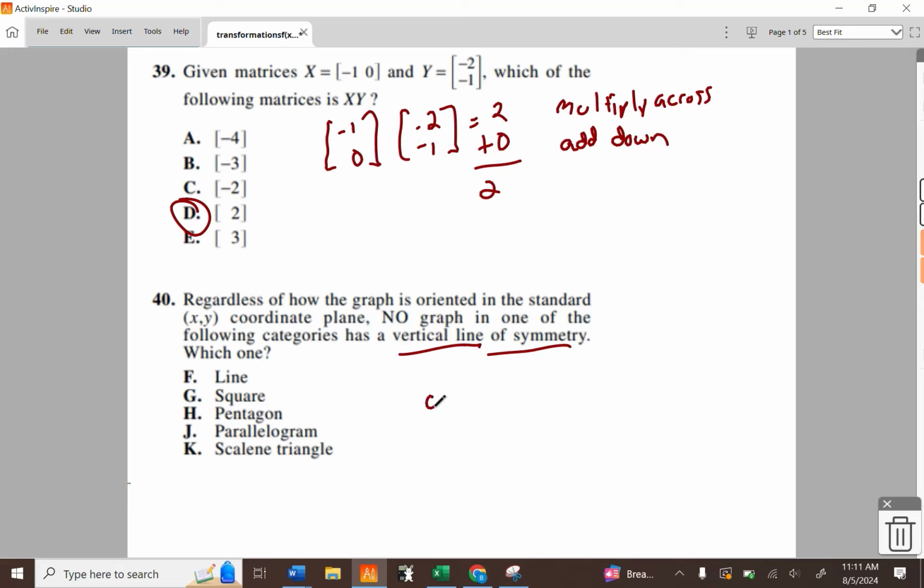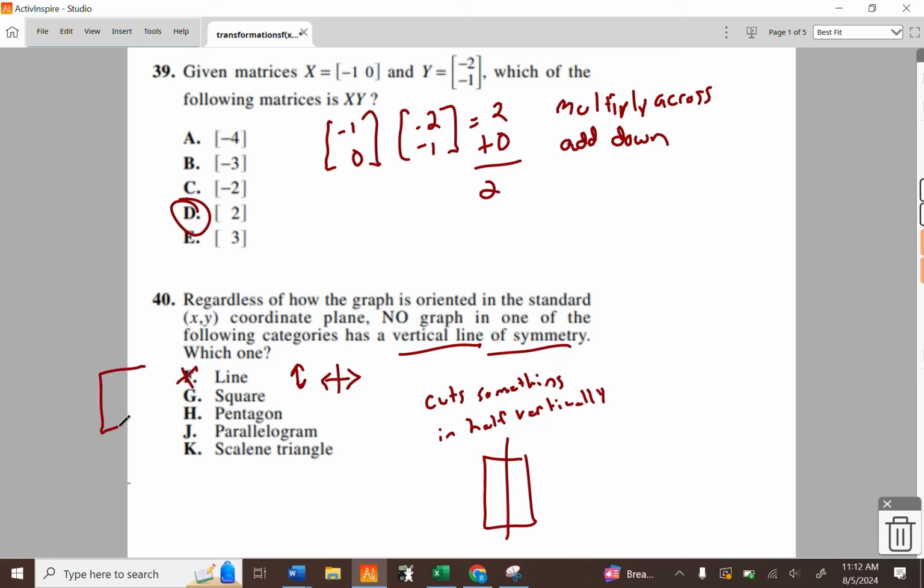But a vertical line literally cuts something in half vertically. If I had a piece of paper, that'd be a vertical line. Now, the first thing up here is a line, and a line can be drawn like this, or a line can be drawn like that. You can cut that in half, all right? Next, we have a square, kind of like a piece of paper, that's more of a rectangle, but a square can be cut in half vertically, that's right.